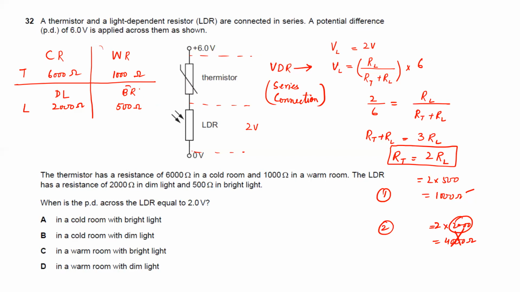So the best answer is that the LDR must have a 500 ohm resistance and the thermistor will have 1000 ohm, and these both correspond to the thermistor and LDR we are given. So we can easily say that the circuit is placed in bright light in a warm room. So in a warm room with bright light, answer C will be the best choice.